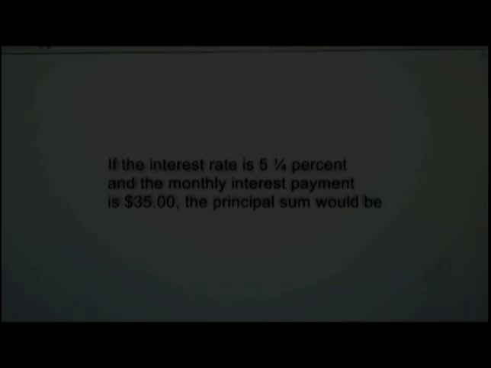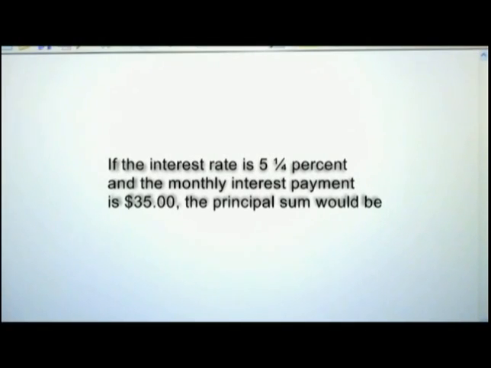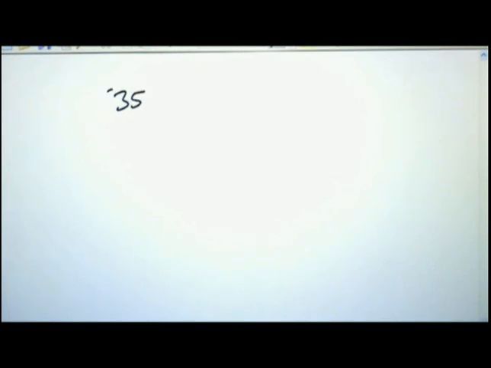If the interest rate is 5.25% and the monthly interest payment is $35, the principal sum would be? The relationship with interest and the amount of principal is based off of annual interest. So I need to get my $35 per month interest into an annual number. 35 times 12 months in a year gives me an annual interest of $420. This goes on top of my T.